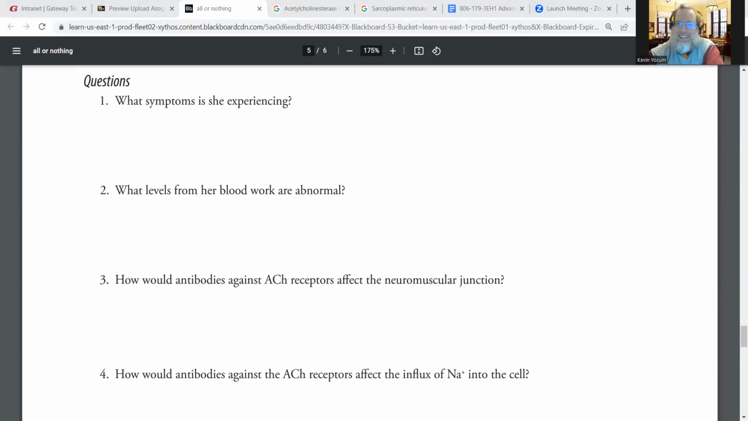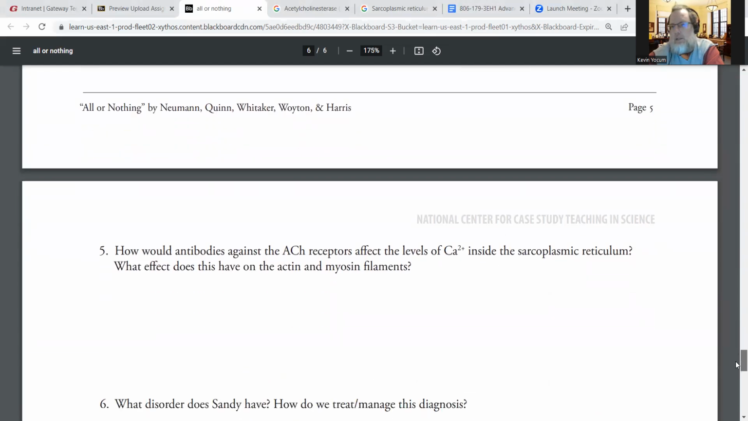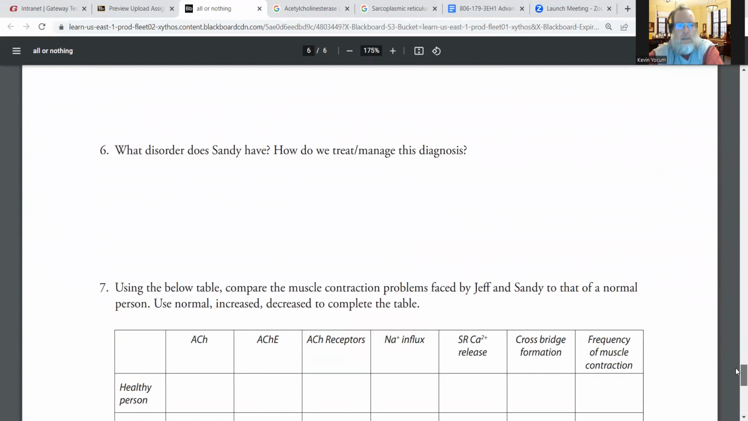So it's kind of going back to the same thing. So again, if I can't get acetylcholine in, I'm going to have a decrease in sodium. Okay. So then, how would antibodies affect calcium? You could probably guess what the next question is without even scrolling down. It's going to be the calcium one. So calcium levels are going to be high inside of the sarcoplasmic reticulum because nothing is triggering calcium to leave. So this is the opposite of Jeff, right? You guys are catching on to this, I'm sure already.